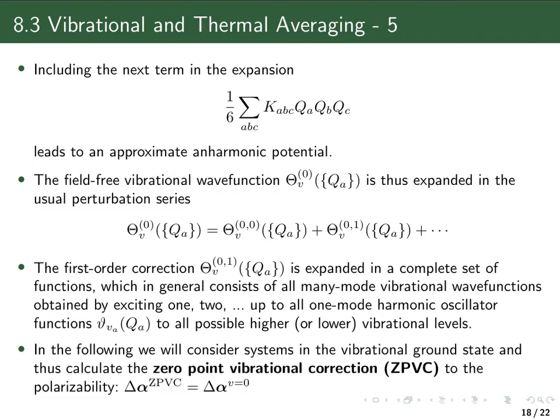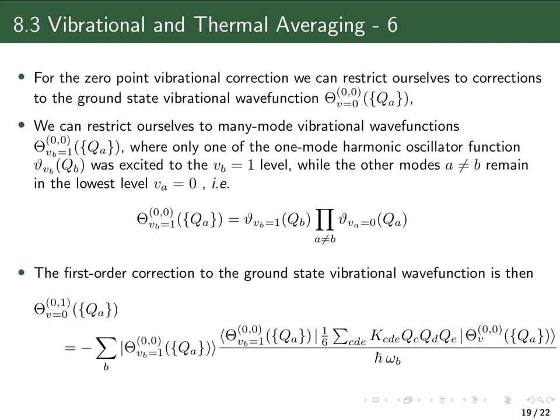Now in the following, we will look at what is called the zero-point vibrational correction, or abbreviated ZPVC, which means we will assume that the system is in the vibrational ground state. And therefore it's zero point because for 0 Kelvin, we are sure that the molecule will be just in the vibrational ground state. So it's basically the vibrational correction at 0 Kelvin, therefore it's called zero-point vibrational correction. And that, of course, also means that we are looking at corrections to the ground state vibrational wave function.